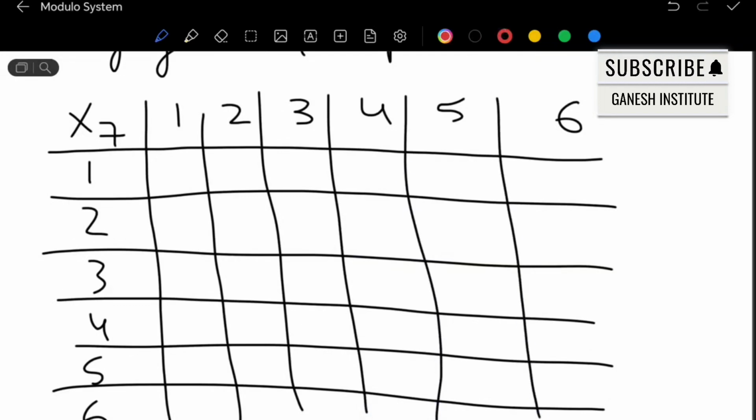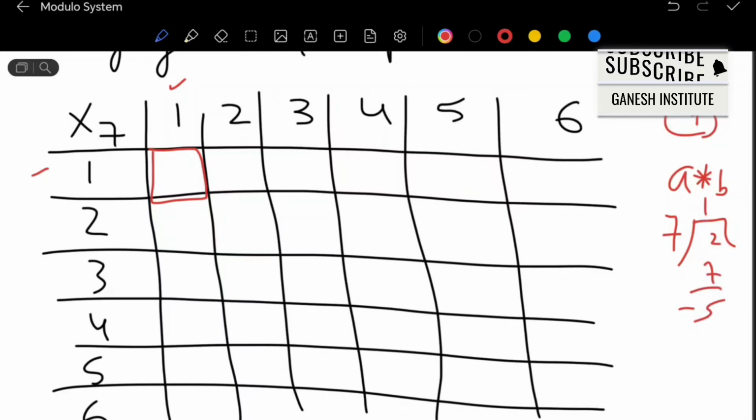See, this is the first operation you apply between 2 elements, a binary operation. So this is first and first; the intersection will give you the answer here. So 1 multiply 1 modulo 7. What will you do? Multiply: 1 ones are 1. If you divide by 7, the remainder is 1, because we need a non-negative remainder.